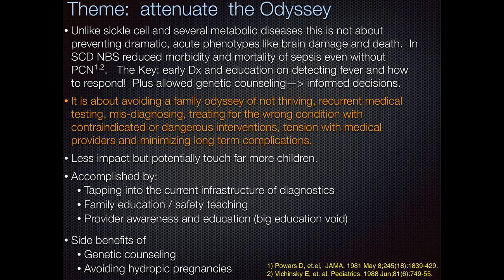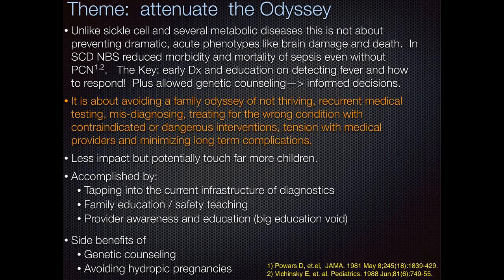In alpha thalassemia, while not as dramatic, it's really about avoiding a family odyssey of children not thriving, recurrent medical testing, misdiagnoses, treating the wrong condition with contraindicated or potentially dangerous interventions, avoiding tensions with the medical providers, and minimizing long-term complications. And I'll go into all of that. So there's much less impact, but potentially reach far more children and families.